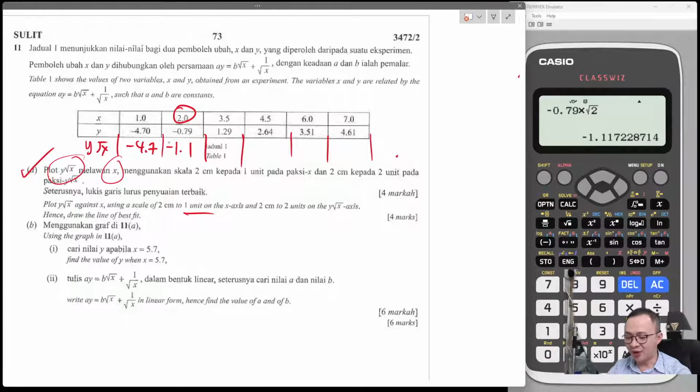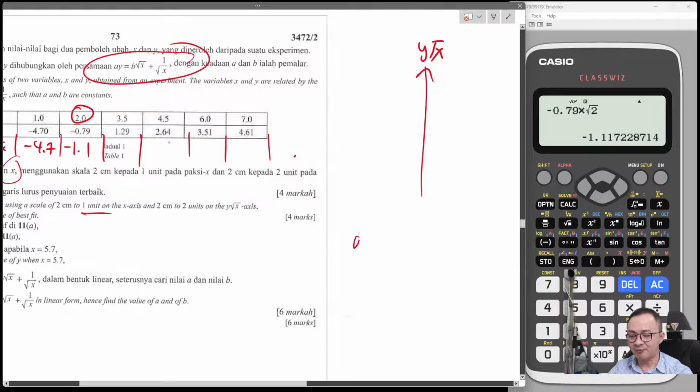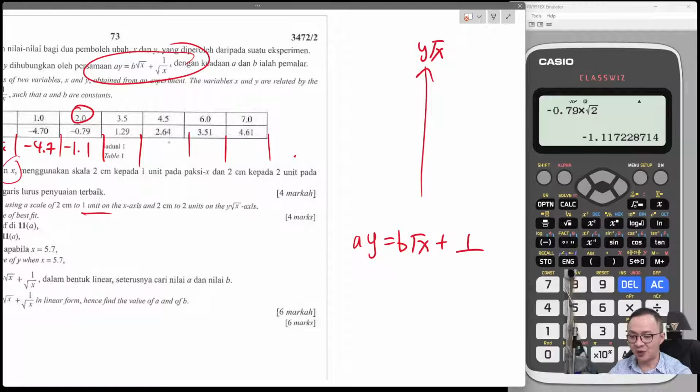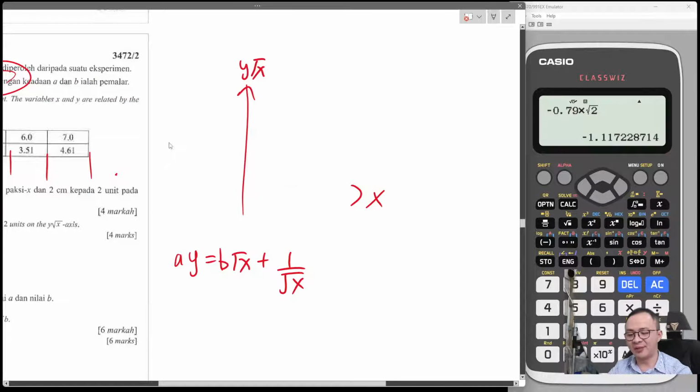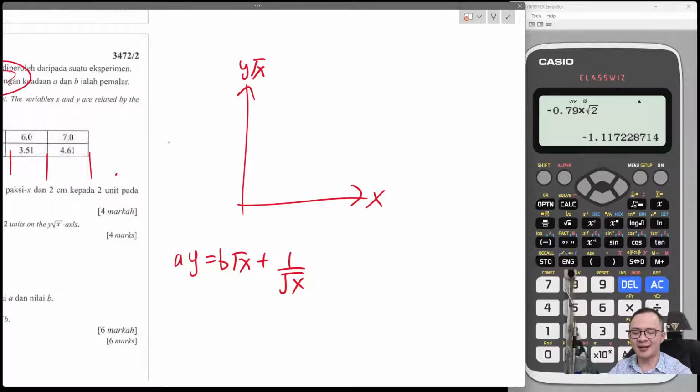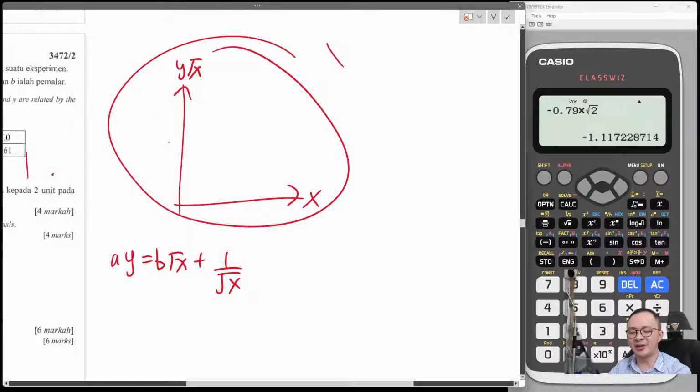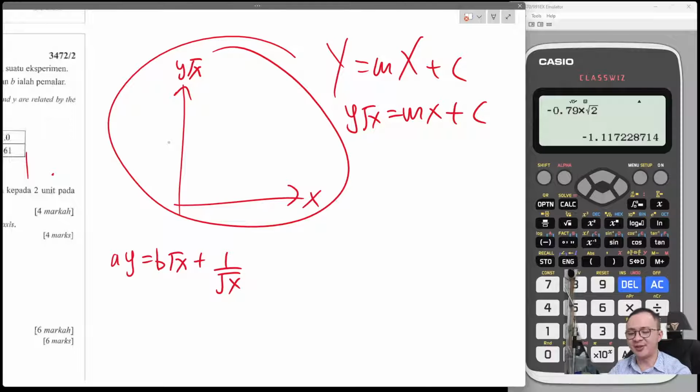Okay, then we need to solve this one. So we need to know what is our gradient and what is our c. So I will solve this equation. So this equation tell me what? y equals a square root of x plus 1 over square root of x. So since I want to have something like y square root of x, against x, right? So from this graph itself, if I want to write out the y equals to mx plus c, my y is y square root of x, right? Equals to mx plus c. This is my objective. I want to get some equation look like this.